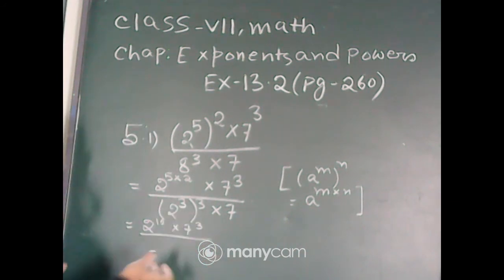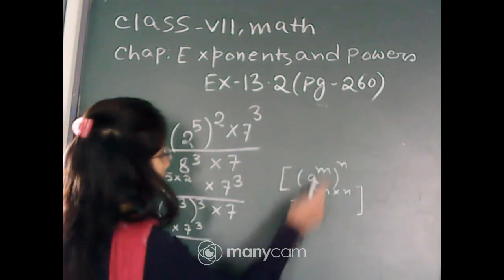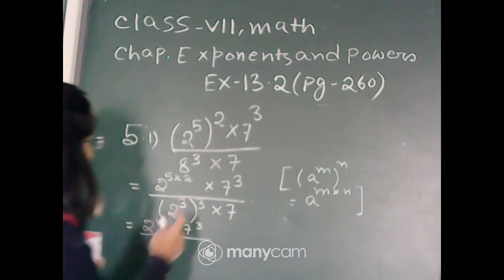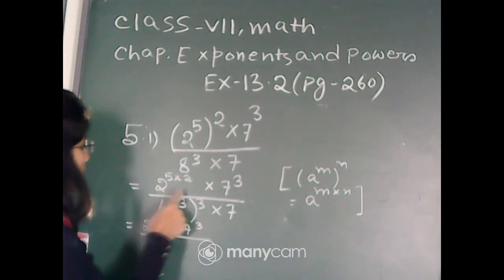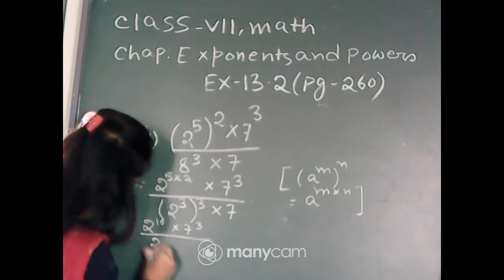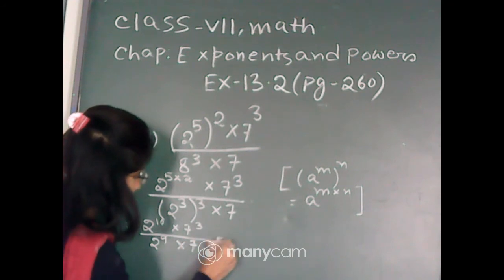Again, we use the law a to the power m whole to the power n is equal to a to the power m into n. So, here a is 2, m is 3 and n is 3. Therefore, this is equal to 2 to the power 9 into 7.